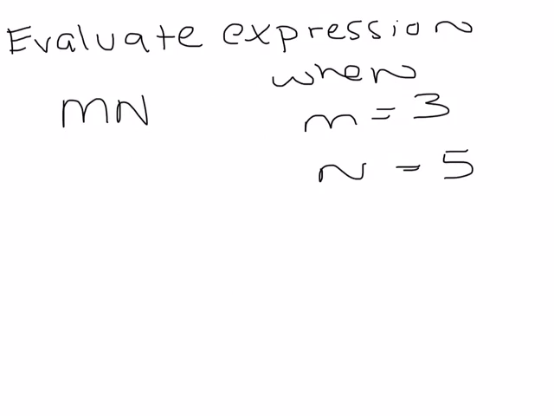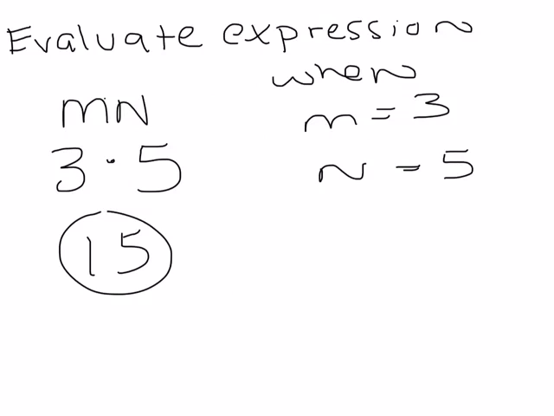So the next step would be, well, it's MN. I know that when two variables are next to one another, there's a secret multiplication sign in between the two of them. So really, I'm just multiplying 3 times 5. And then next, after we've substituted, we just simplify. Well, 3 times 5 is 15. There, I'm done. That's what evaluating an expression is.